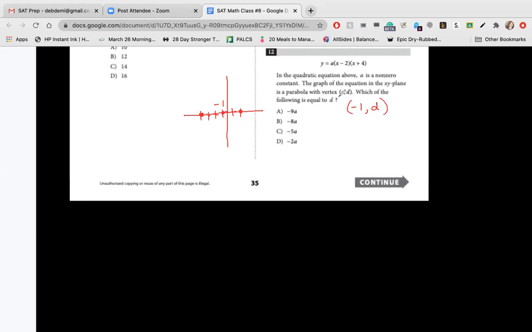And the way you do that is we're going to put in the -1 up here where the x's are. So we're going to get A, so it's going to be -1 minus 2 is -3, and -1 plus 4 is +3. So one of these should have been a +3. That one's a +3. And then we're going to get -9A.